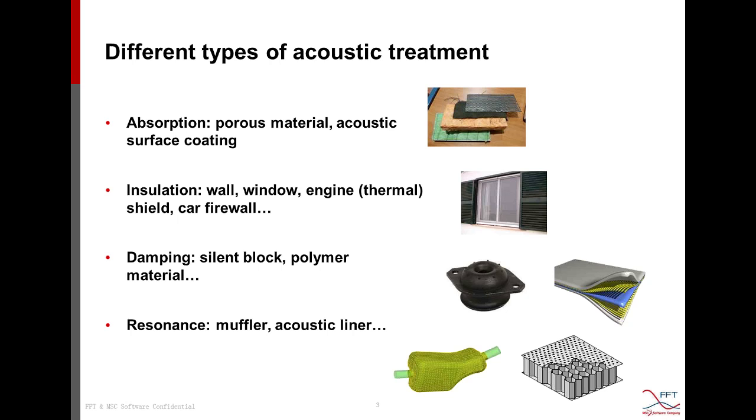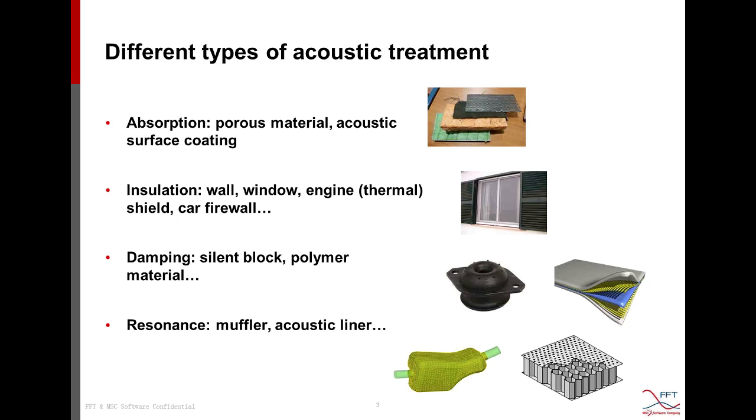Then we have insulation, including walls, windows. In the automotive industry, for example, we have the engine thermal shield, which also provides the acoustic shielding capability. The car firewall also is an acoustic insulator. And for structure damping, we typically have the silent block design, mainly used in the machinery industry, and the polymer material, which has frequency-dependent damping characteristics.